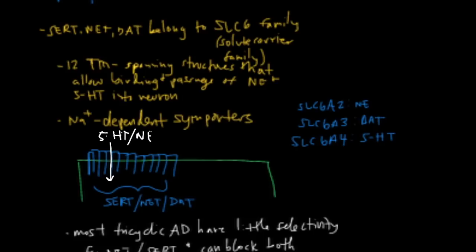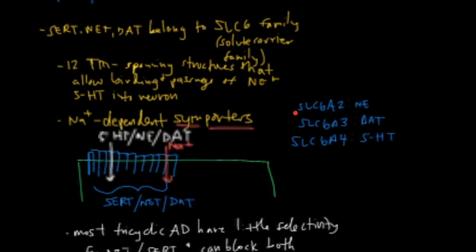Norepinephrine or that. And these are sodium-dependent symporters. Remember, symporters are transporters that move things in the same direction. So sim means together, same, together. Porter means transport. So as serotonin, norepinephrine, or dopamine are transported into the neuron, so is sodium. So these are sodium-dependent symporters where as sodium moves into the neuron, so does norepinephrine, serotonin, or dopamine.